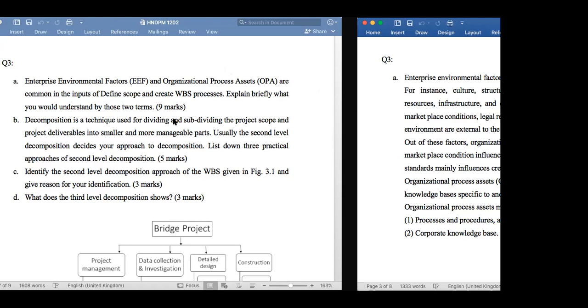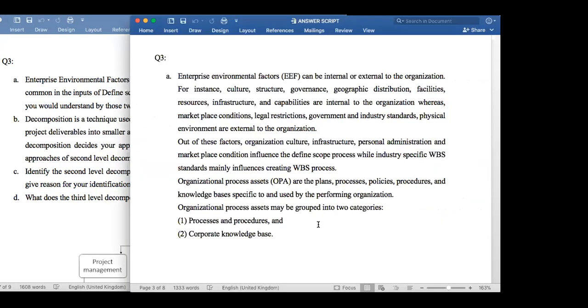So you should know. Decomposition is a technique used for dividing and subdividing the project scope and project deliverables into smaller and more manageable parts. Here, I am giving some explanation. Usually, the second level of decomposition decides your approach to decomposition. List down 3 practical approaches. Very simple. The second level is what decides it.